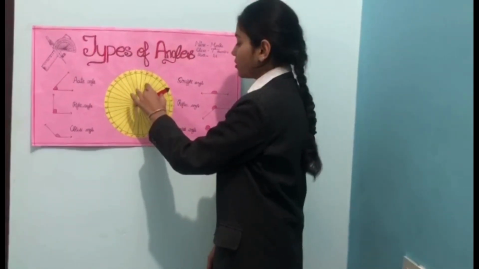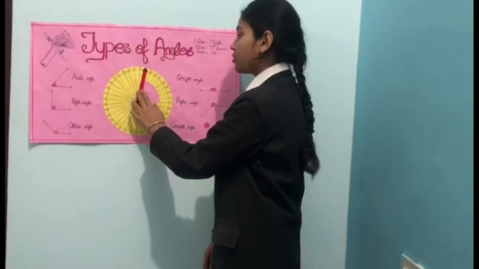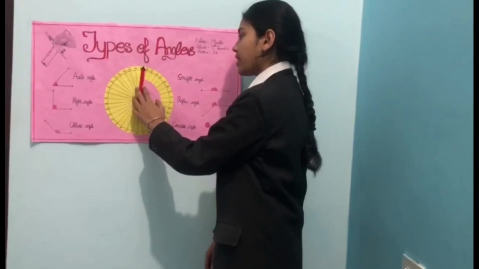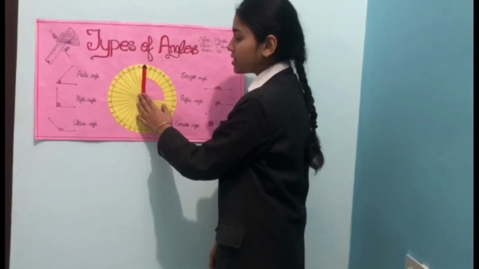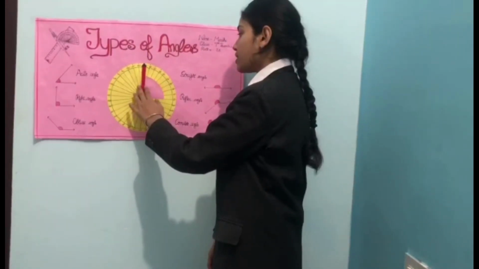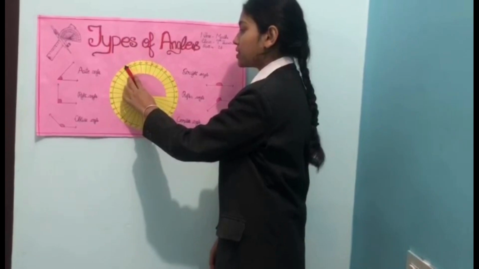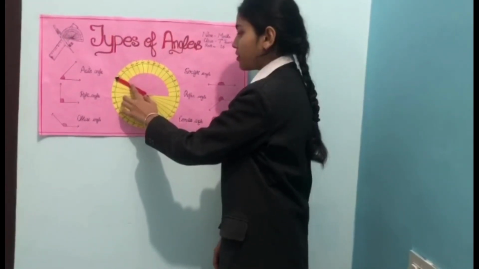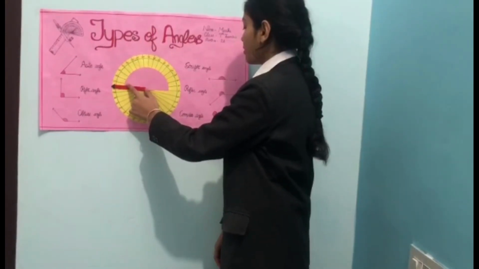The first one is an acute angle, which measures between 0 degrees and 90 degrees. The second one is a right angle, which measures exactly 90 degrees as shown in the adjacent figure. The third one is an obtuse angle, which measures between 90 degrees and 180 degrees. The fourth one is a straight angle, which measures exactly 180 degrees as shown in the adjacent figure.